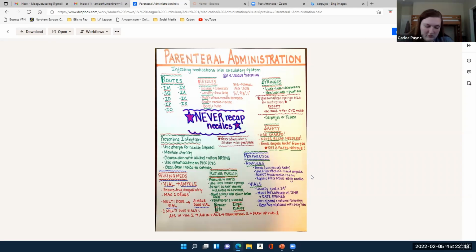Okay. If you are using a multi-use vial, if the top has already been popped off, make sure you clean the top with alcohol and allow it to dry. Are we clear? Okay.